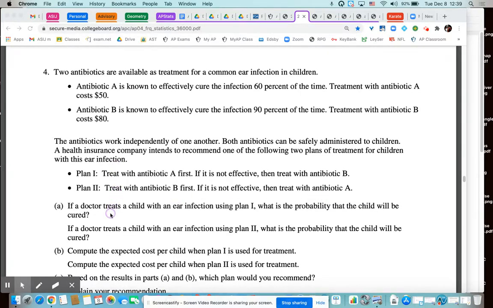And so our first task is to try to analyze those. If a doctor treats a child with an ear infection using plan one, what's the probability that the child will be cured? Plan one is antibiotic A first, antibiotic B second. And then we're also going to do plan two. So we're just looking at the probability that they'll be cured for both plans.